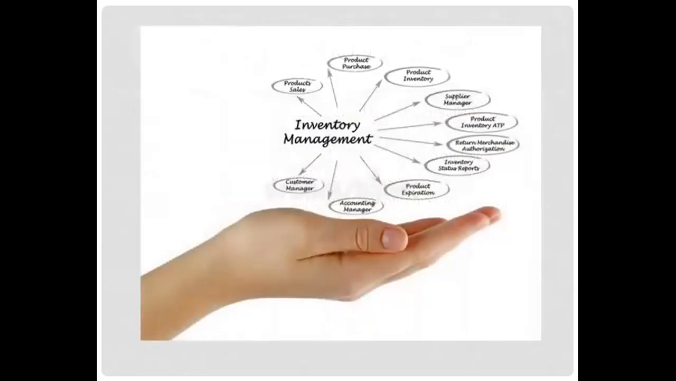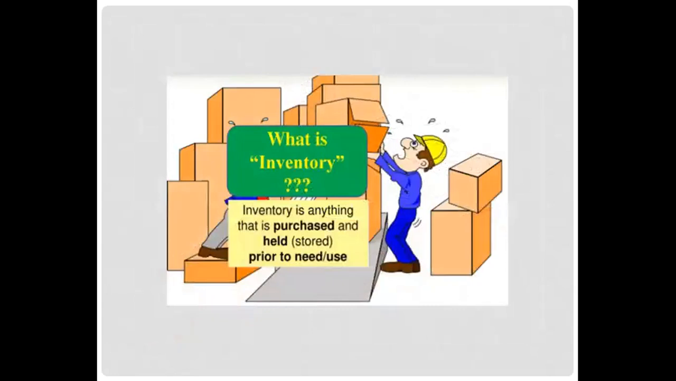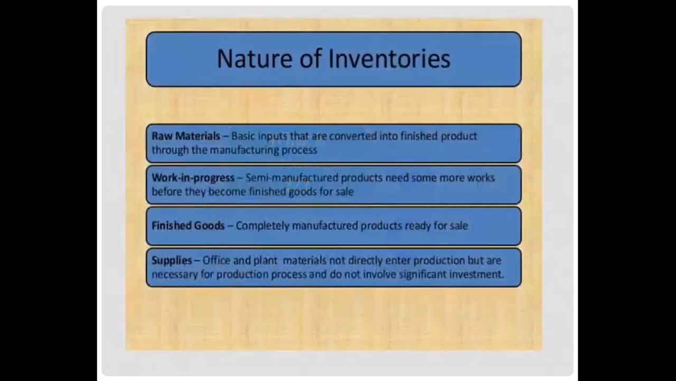Now comes inventory management, which is actually the topic, and it is a component of material management. What is inventory? Inventory is anything that is purchased and held prior to use or prior to need or stored in store. Nature of inventories. Inventories may be in the form of raw material, which are basic inputs that are converted to finished product in the manufacturing process. It may be work in progress, which is semi-manufactured product, or finished goods, which is completely manufactured product ready for sale.